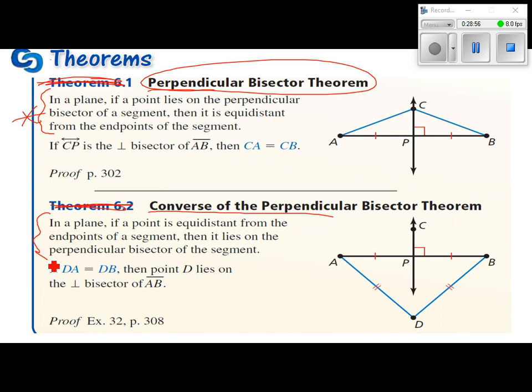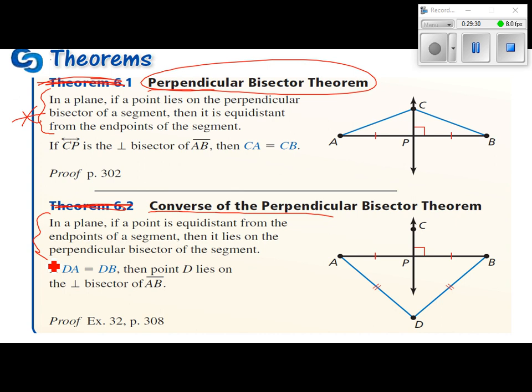All right, so the perpendicular bisector theorem says any point that falls on the perpendicular bisector is equidistant from the endpoints of the segment that's being perpendicularly bisected. All right? So any point that would fall on this line right here, some point right there is going to be the same distance from A as it is from B. Some point right there is going to be the same distance from A as it is to B. Every single time.